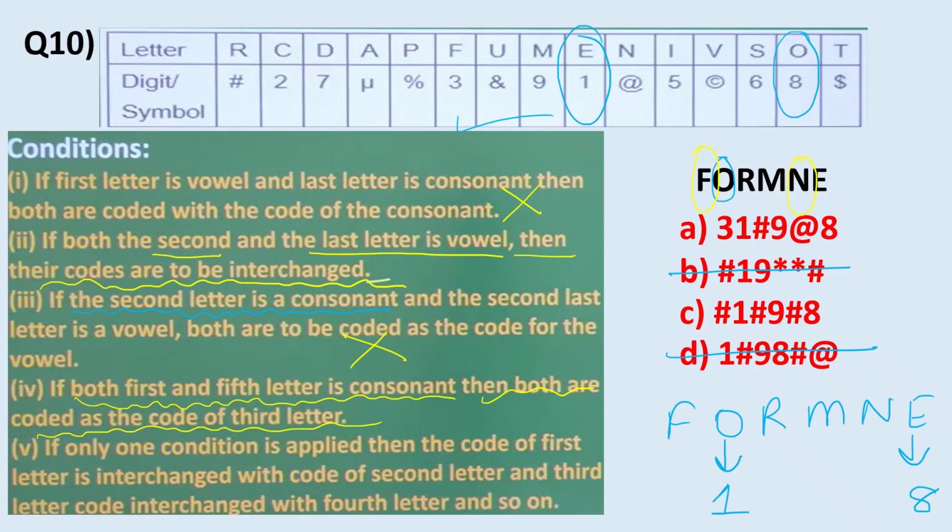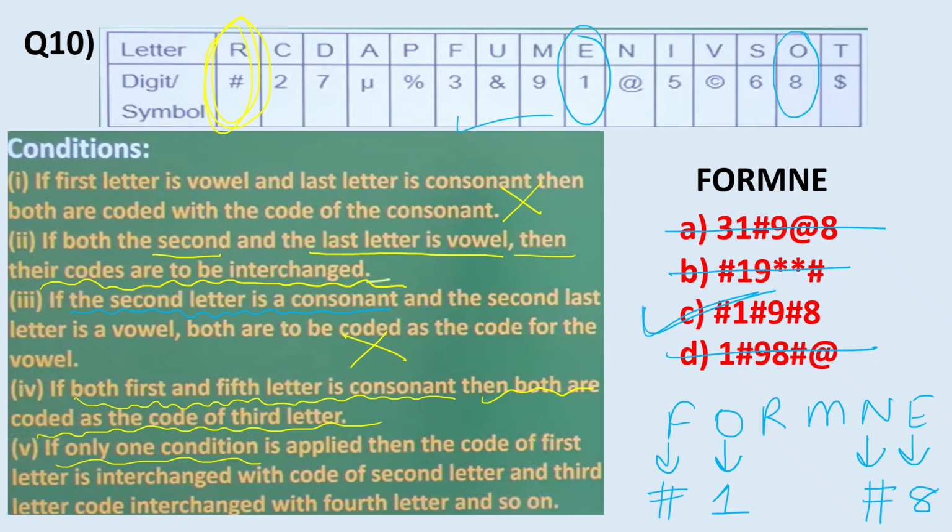Now which is the third letter here? R is the third letter. And what is the code for R? Hash. Correct? So for F, I'll put hash, and for N, I'll put hash. Okay? So option A is eliminated from this. So what is the correct answer? The correct answer is option C. But still we will solve all. Okay. Now let's go to the next condition.